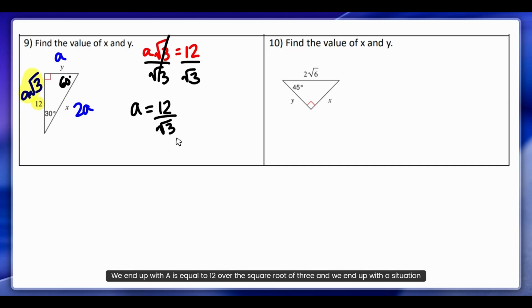And we end up with a situation like we did in the very beginning of this video. We cannot have a square root in the denominator. So if we want to fix this, we're going to rationalize by multiplying the top and the bottom by that same square root, which is the square root of 3.